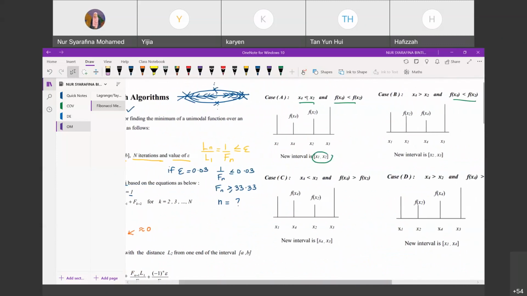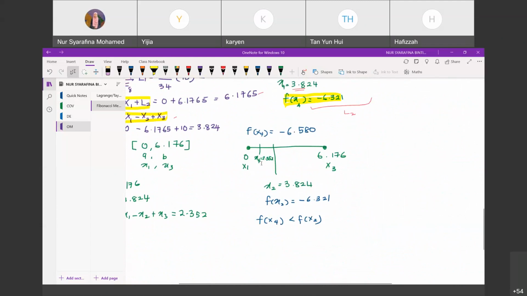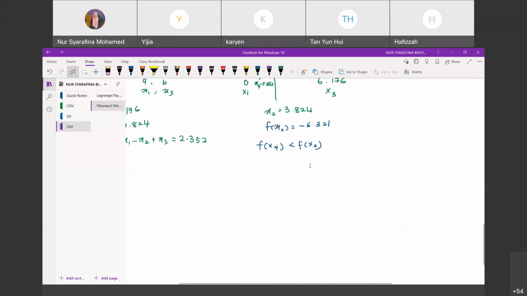If x4 is less than x2, we choose x1, x2. If x4 is greater than x2, we choose x2, x3. So now x4 is 2.3, x2 is 3.8. So x4 is less than x2, right? Again, choose case A. Then your next interval is x1, x2.